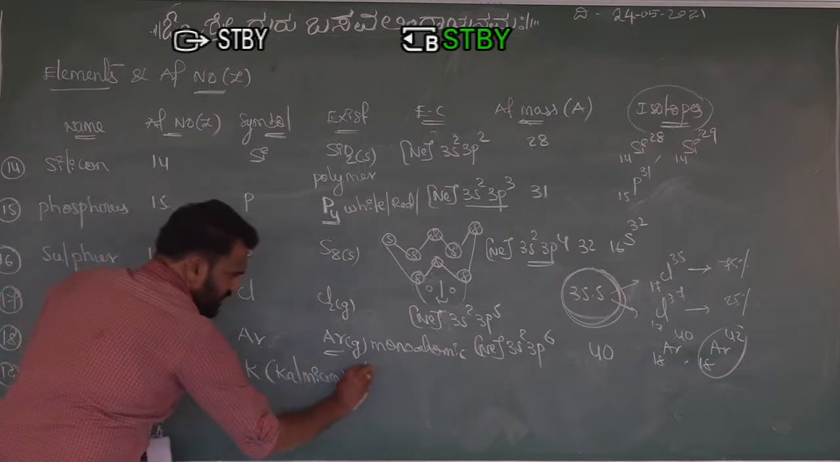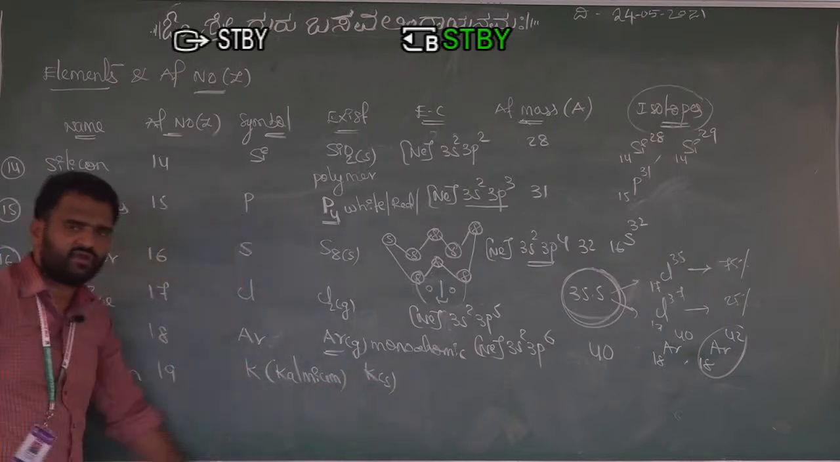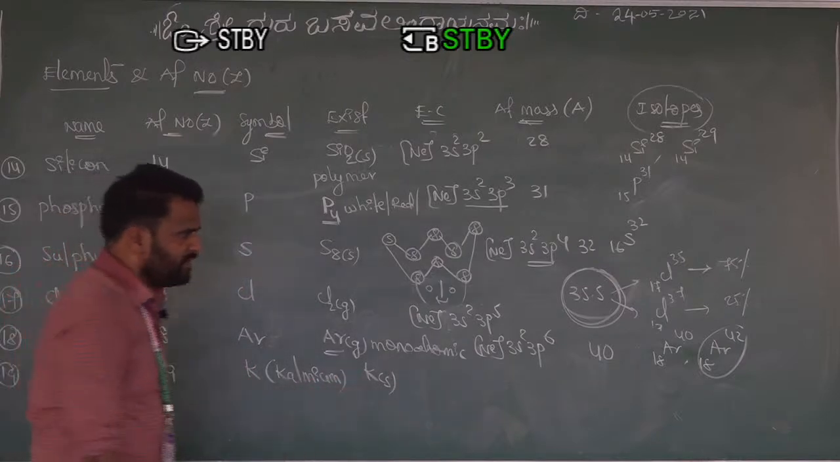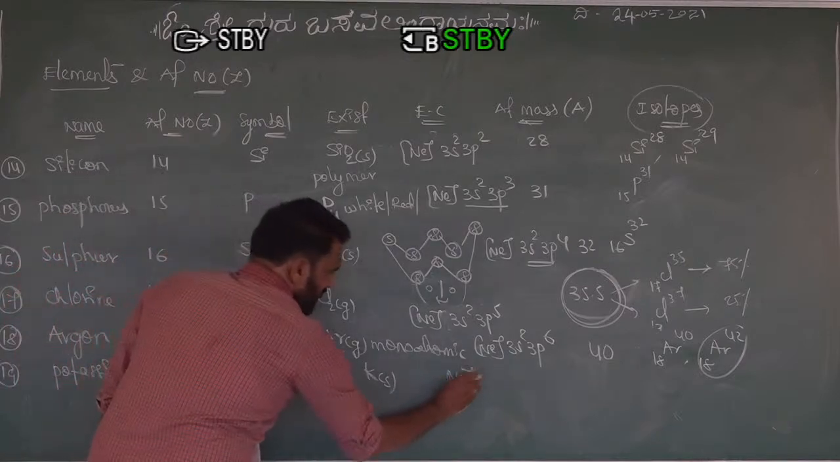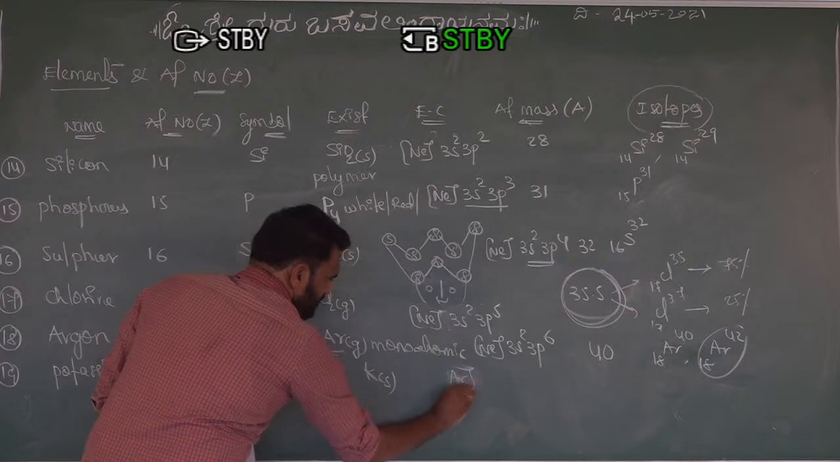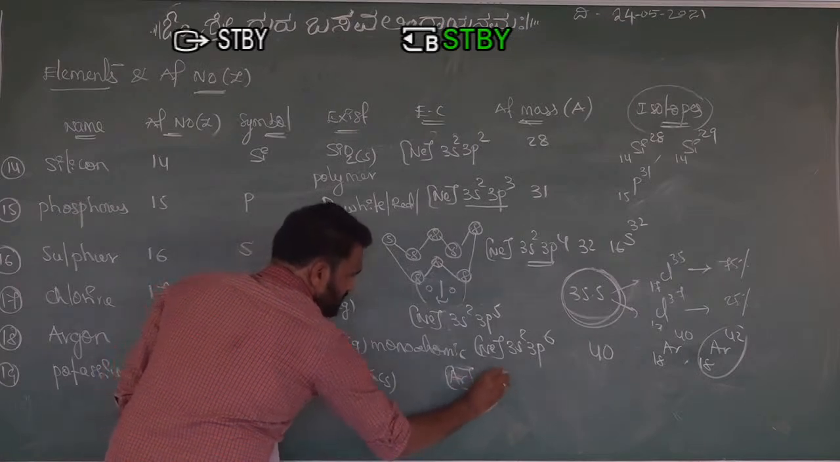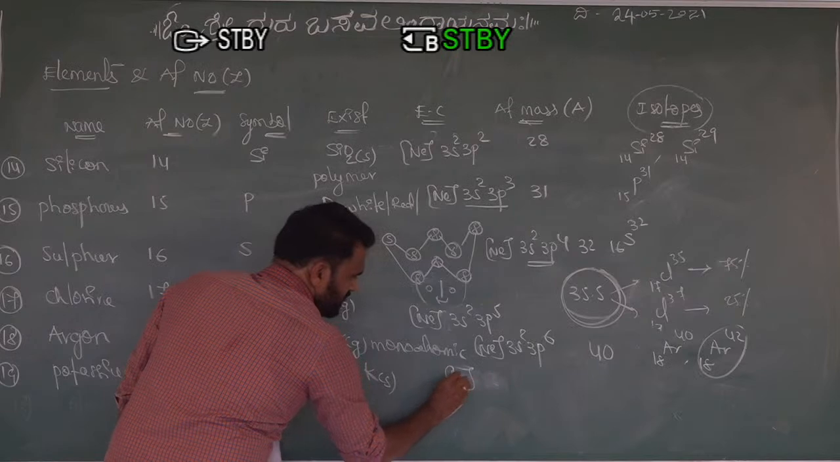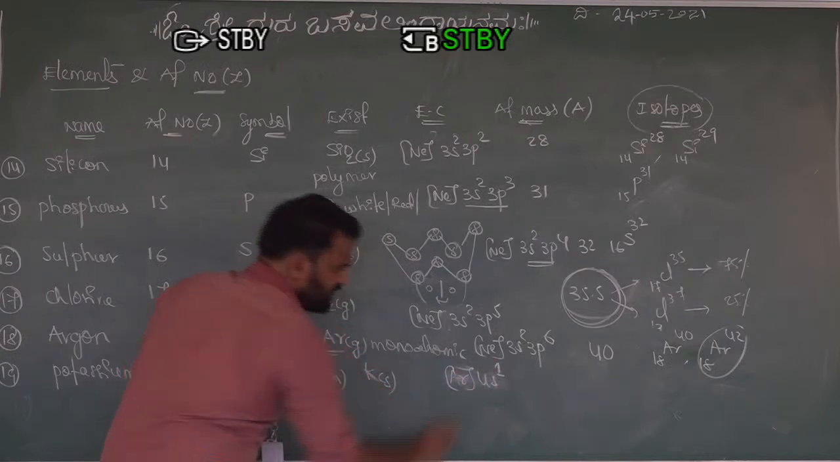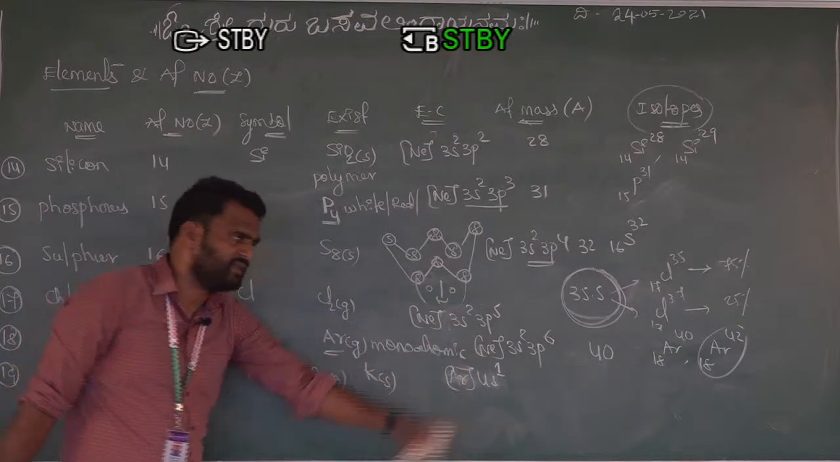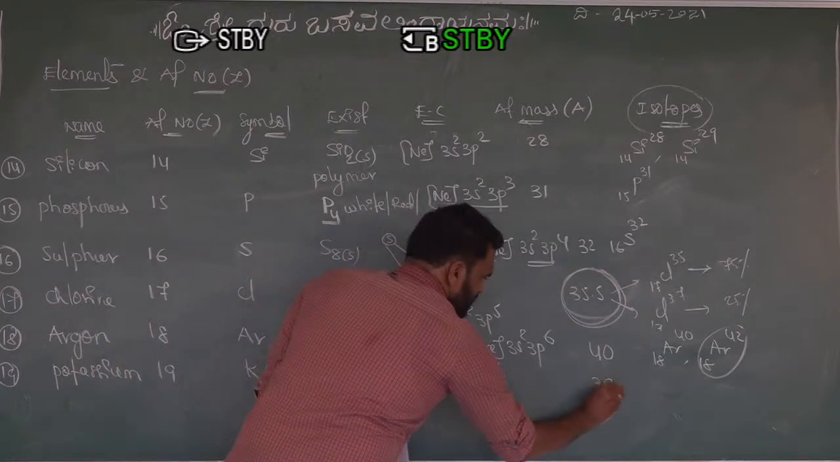Next, potassium exists in metallic state. And its electronic configuration, after argon, directly you can take it: 4s1. Argon is 18 and 1 electron, 19. Next, the atomic mass will be 39.